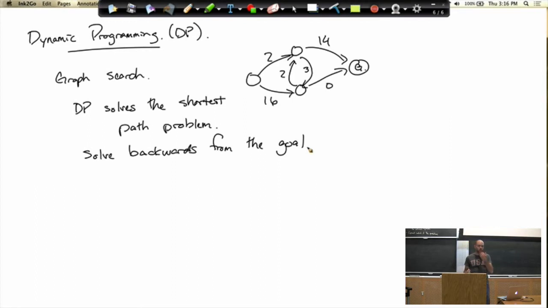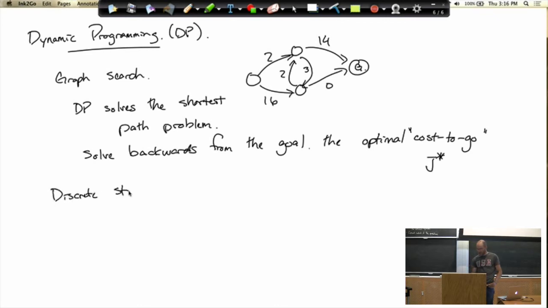And the thing you solve backwards is the optimal cost to go, or the distance of the shortest path. We'll call this cost to go J, and the optimal cost to go will be J star. Okay, so let's just get some notation. We'll enumerate the states. We'll say that the graph has discrete states, s_i, that live in some set S. We'll have discrete actions, a_i, that live in some set A. So in this one I have action 1 that takes me to the top, action 2 that takes me to the bottom, and this will be S1, S2, S3, S4 for instance.